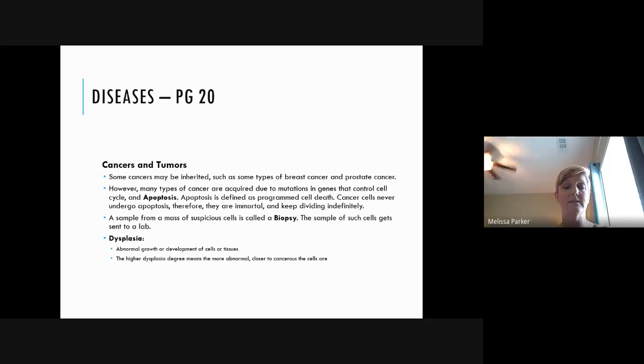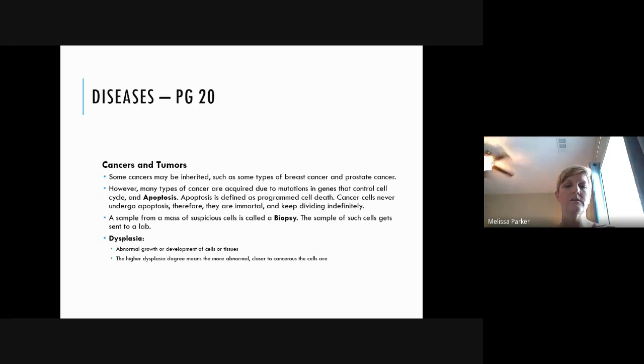So a sample from a mass of suspicious cells is called a biopsy. So if we have overgrowth of tissues, we usually will take a sample of the tissue and look at it under the microscope and check the cell's morphology. So morphology is the way that the cell looks, because remember, we learned that cells or tissues take on very similar forms to whatever their function is. So if I were to take a sample from my liver, I should be able to identify that those cells came from my liver. If it was from my kidneys, I should be able to identify that it came from my kidneys.